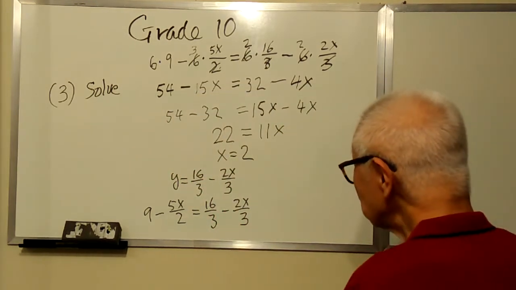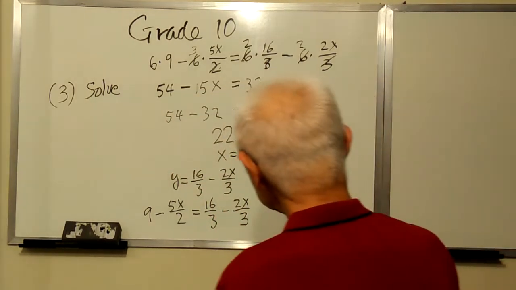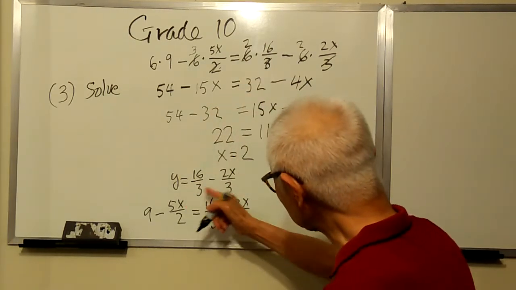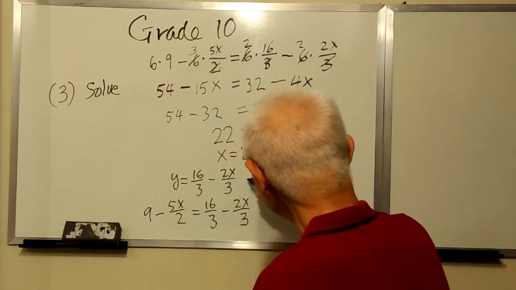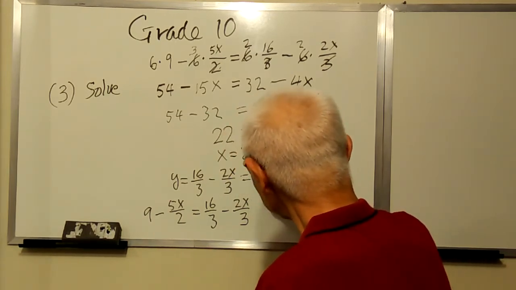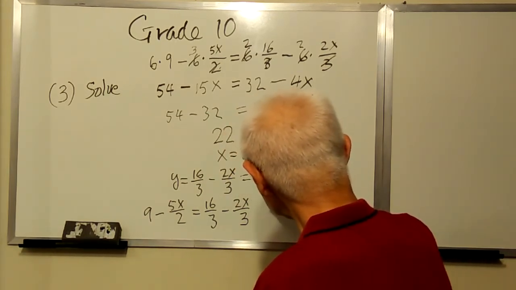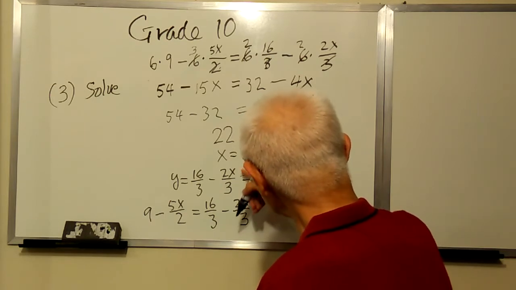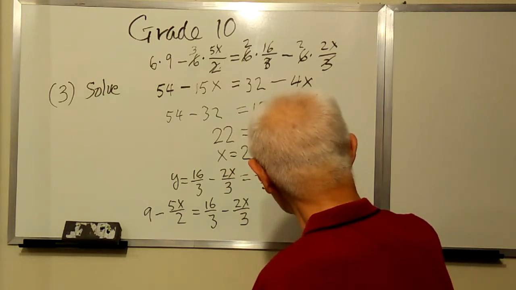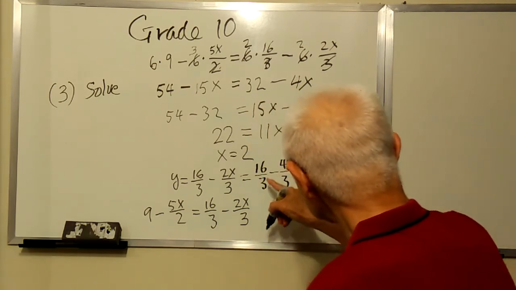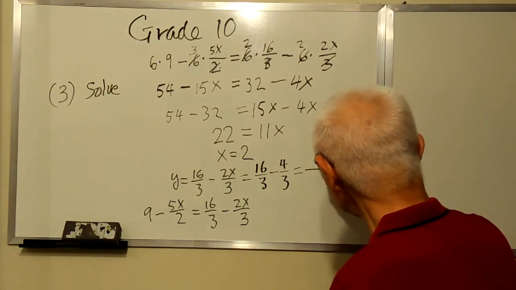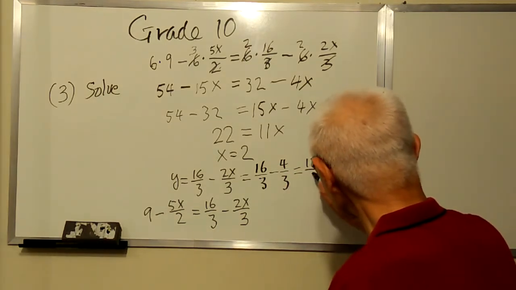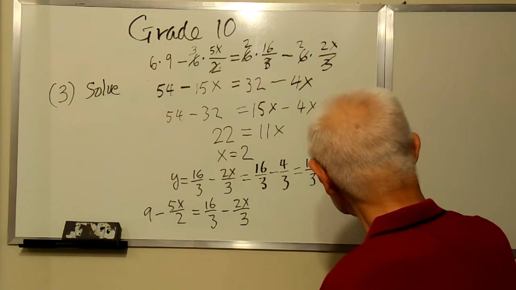If x is 2, I can find y. Oh, I have this. I haven't erased it. It's useful because I can put 2 here. So let me continue this. 16 over 3 minus, put 2 here. 2 times 2 is 4. So it's 4 over 3. What is this minus that? So the top is 12. The bottom is 3. So it's 4.